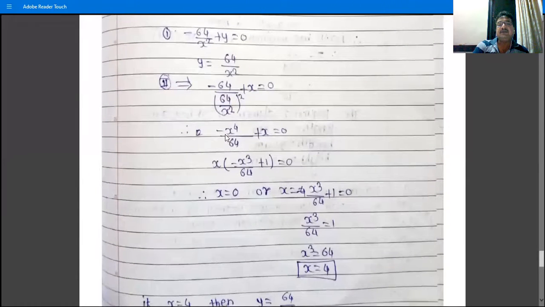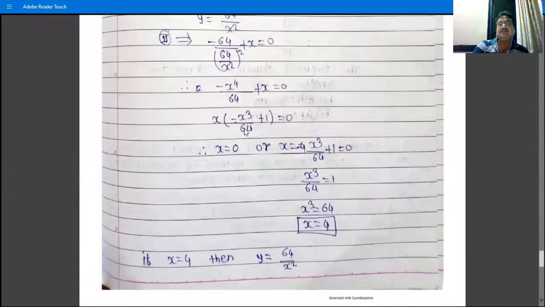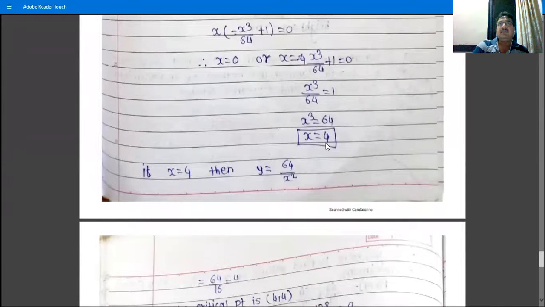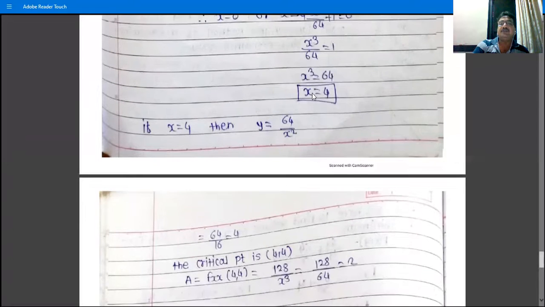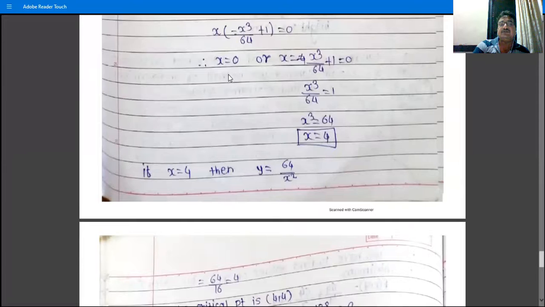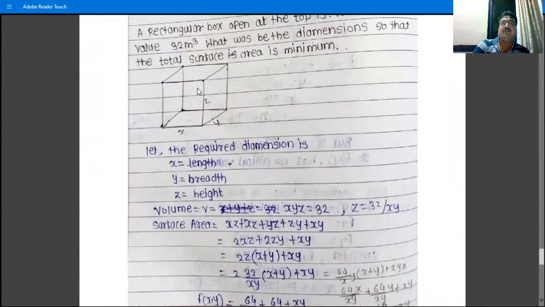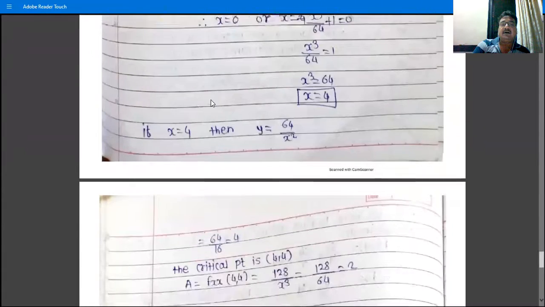After simplification, we have this, and taking x as common, minus x cube by 64 plus 1 is equal to 0. That is, x is 0, or this bracket is equal to 0. This bracket equal to 0 gives x cube is 64, that is x is 4, because 4 cube is 64. x is 64 raised to 1 by 3, the third root of 64 is 4. And x is not equal to 0 because x is the length of the box, and length is not equal to 0.